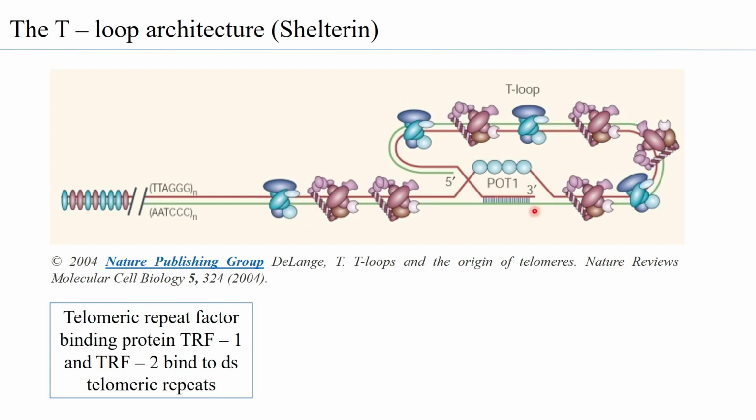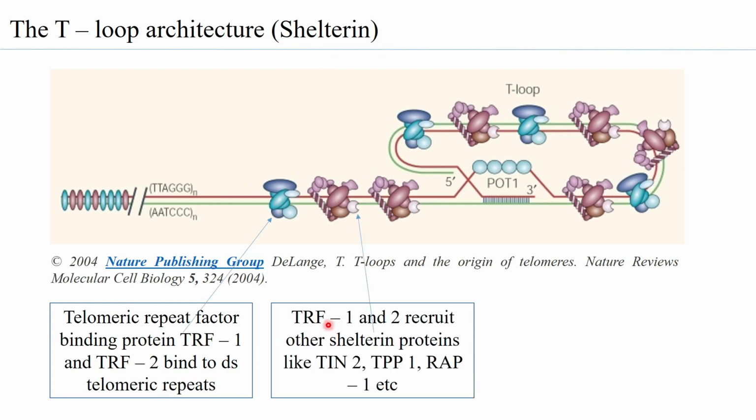Now, at various places, wherever there are the telomeric sequences, it has been found that there are two proteins, telomeric repeat factor binding protein TRF1 and TRF2, that bind to these double-stranded telomeric repeats. And they become the scaffold, or they recruit proteins that form the Shelterin complex. So TRF1 and 2 recruit many other Shelterin proteins like TIN2. TIN2 is nothing but TRF interacting nucleoprotein 2. You will have TPP1, RAP1, etc. that all form what is called the Shelterin complex.